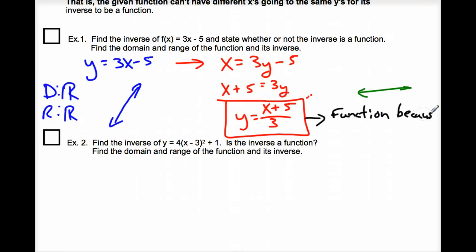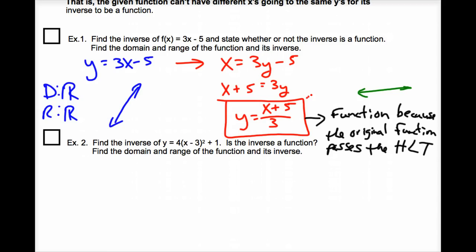Because the original function passes the horizontal line test. That one, HLT, you might want to go up top there if you're going to use HLT. Otherwise, write horizontal line test.